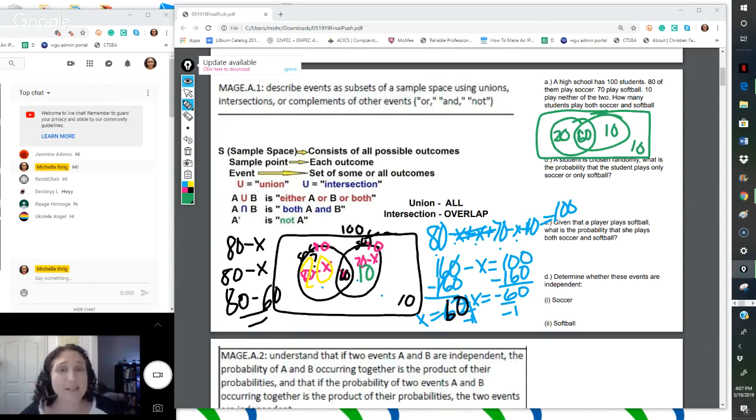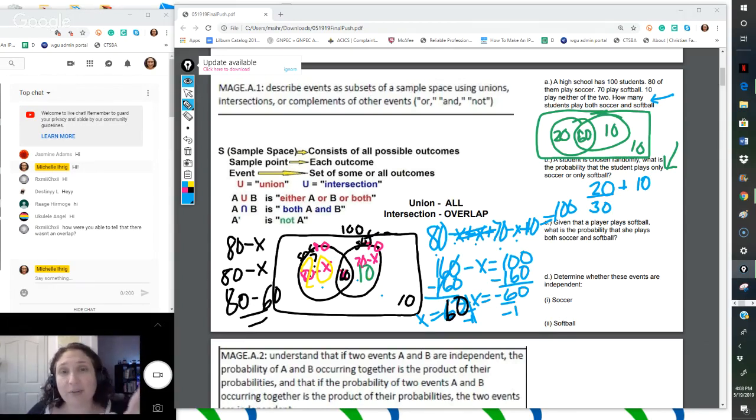I know that 60 people total played, and I can say, what's the probability one person played or another? So a student is chosen randomly. What is the probability the student plays only soccer or only softball? Well, I know that there's 20 people who only play soccer. There's 10 people who only play softball. There is an overlap because the question stipulated that there was an overlap.